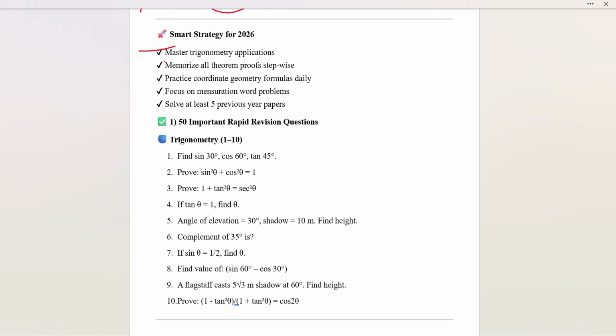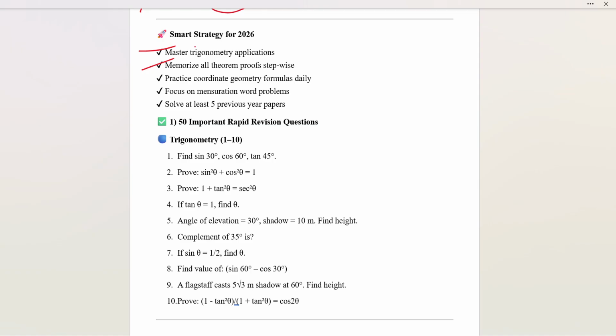So next is memorize all theorem proofs stepwise. Memorize means you can visualize the steps of those subject problems, which is how to write the proofs of that problem. Okay, so you need to analyze the steps for solving the question.